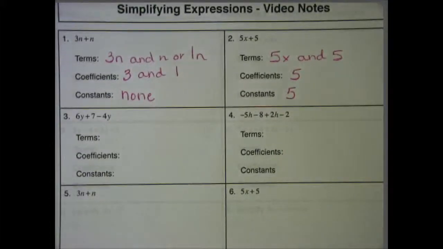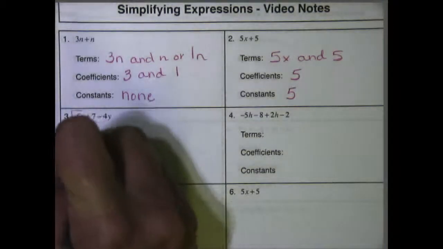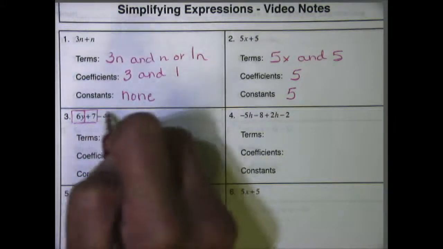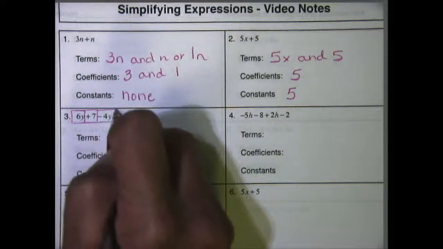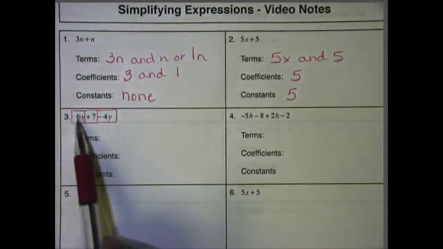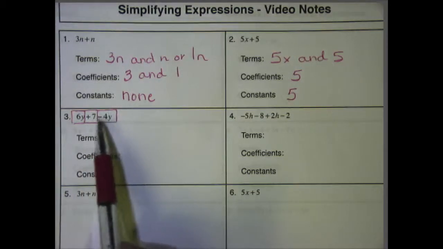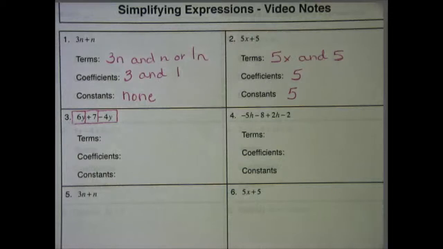Let's look at number 3. When we get to these with more than one term or more than two terms, and they also have subtraction signs or negatives in them, then I find the easiest way to do it is to box in my terms. So we're going to put a box around the 6y. We're going to put a box around the plus 7 and a box around the minus 4y. So that makes this a positive 6y. That makes this a positive 7. And that makes this term a negative 4y. I know that that's a subtraction, but if you remember your rules about integers, you know that if I have a subtraction, I add the opposite, which would make this a negative 4y.